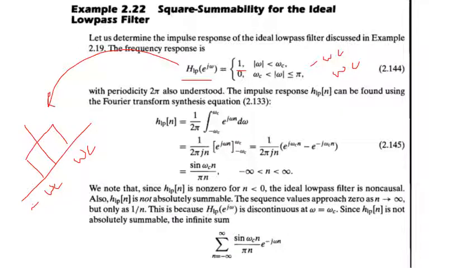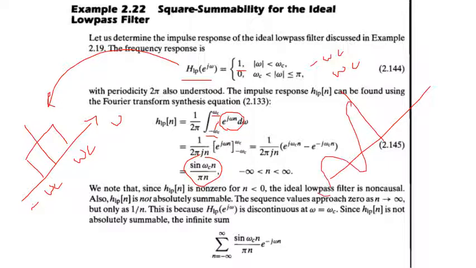To find the inverse, we have to integrate this from minus omega c to omega c, where the function is 1, using the formula e raised to the power j omega n. After simplifying, we get sine of omega c n by pi n. If I plot this, this is a sinc function.